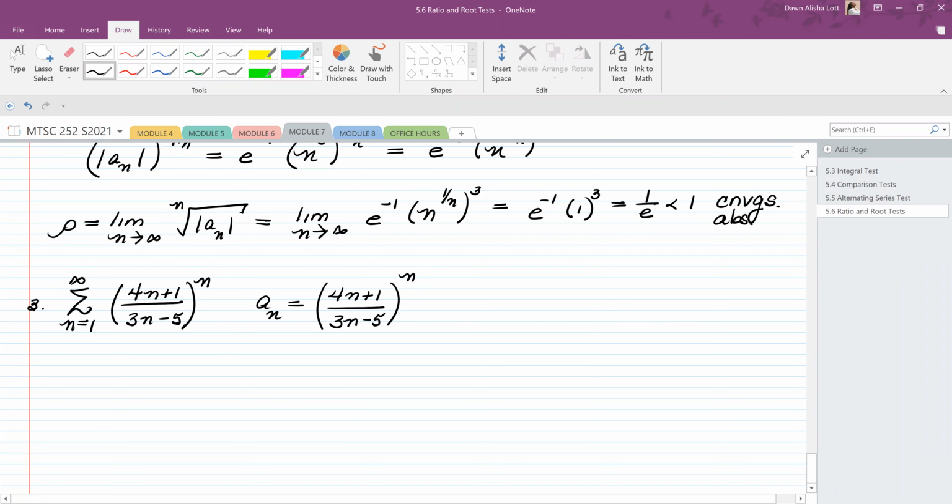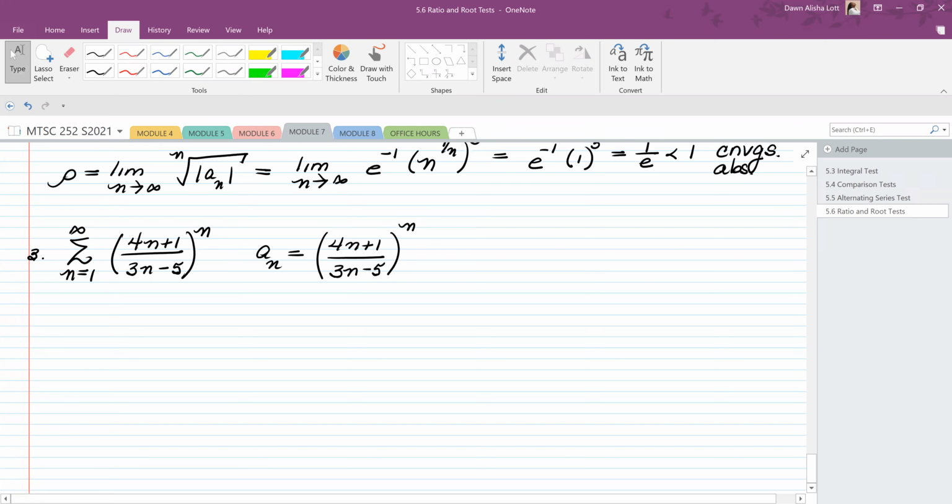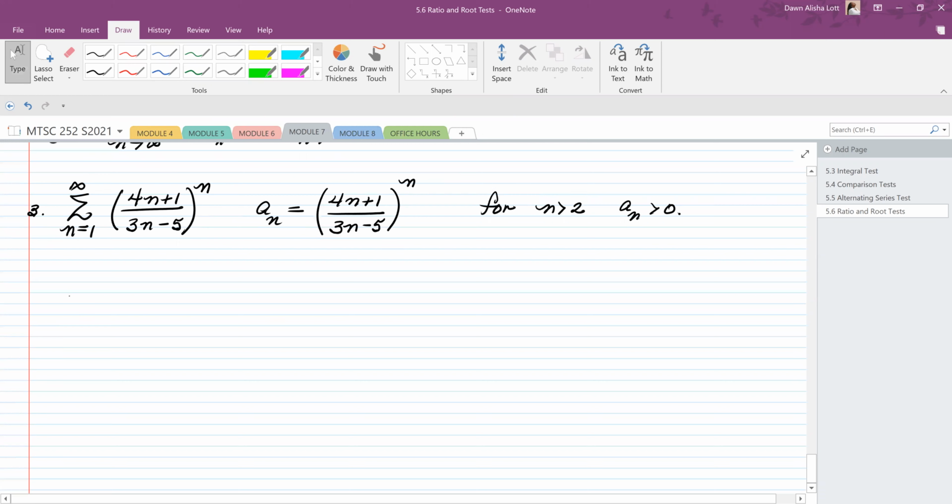So this one I am going to need the absolute value. Although we can assume that for n bigger than 2, an is positive. So therefore, we're going to have the nth root of 4n plus 1 divided by 3n minus 5. That should be to the n, and that should be an absolute value.